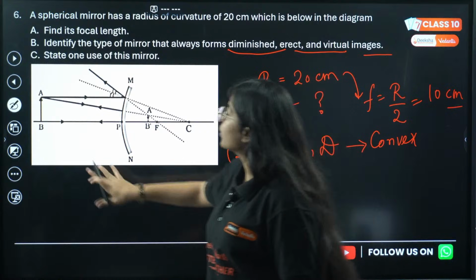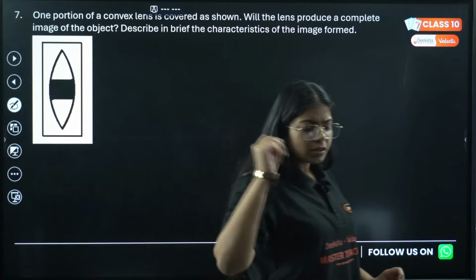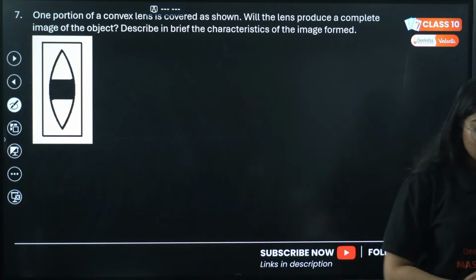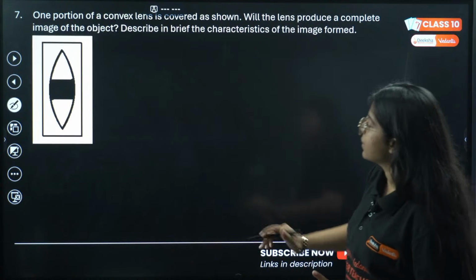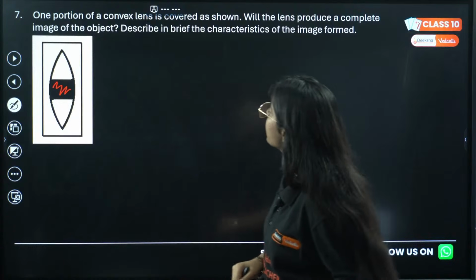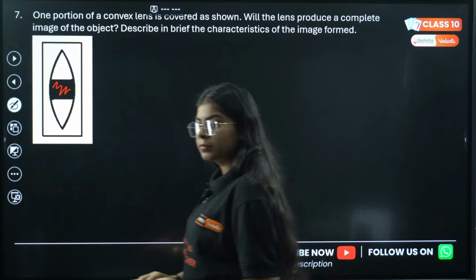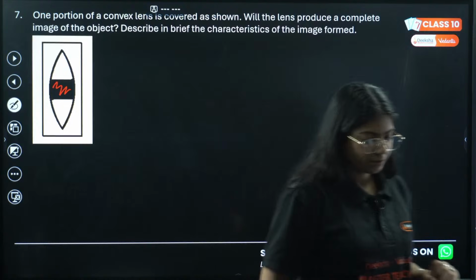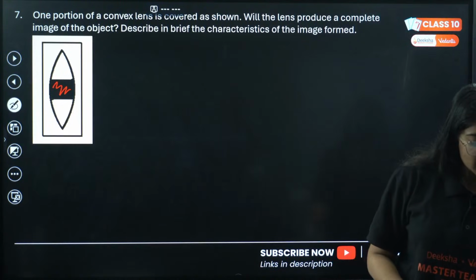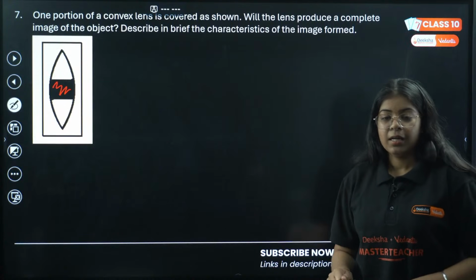Okay, let's move on to the next question. This is a good question. Give it a little bit of thought, and let me know the answer. It says one portion of a convex lens is covered. Will this lens produce a complete image of the object or not? It's fine, let me know the answer. My lens is covered.